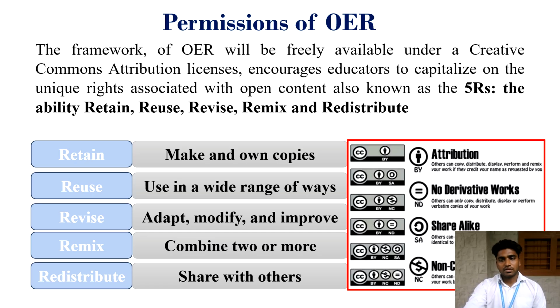Then what are the 5Rs? Retain, reuse, revise, remix and redistribute. These are the qualities of OER. It ensures the 5Rs. So retain means to make and own copies. The authors can make their own copies as many as possible.